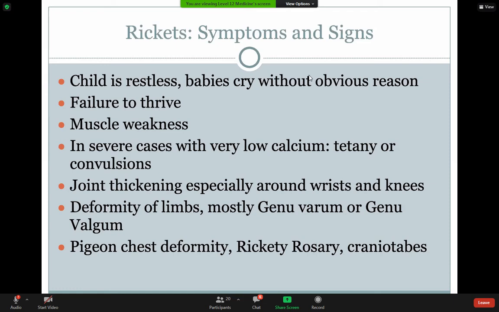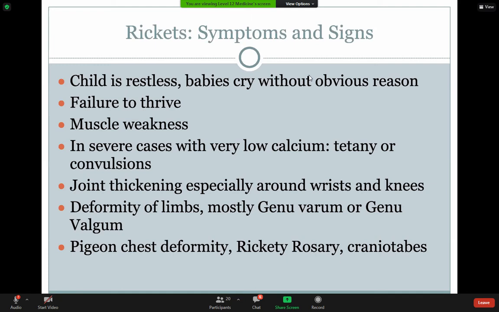Joint thickening, especially around the wrists and knees. Deformity of the limbs, mostly Genu Varum, or Genu Valgum sometimes. Genu Varum means bowing of the knees or legs, and Genu Valgum means knocked knees. They can get something called a pigeon chest deformity, where the chest protrudes outwards, a rickety rosary, and craniotabes, where the head enlarges.